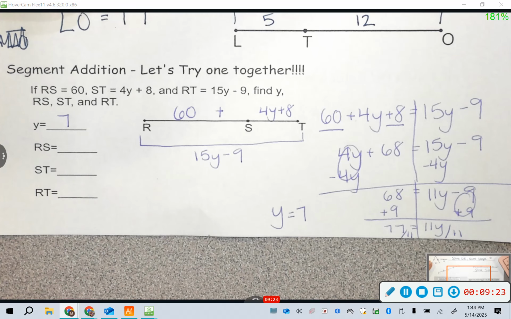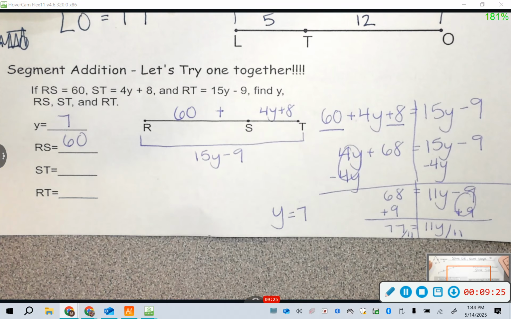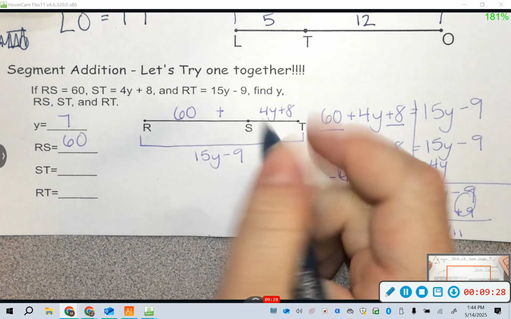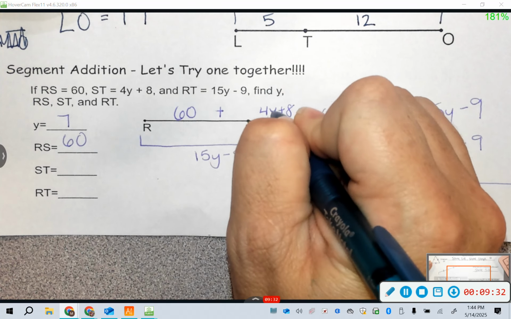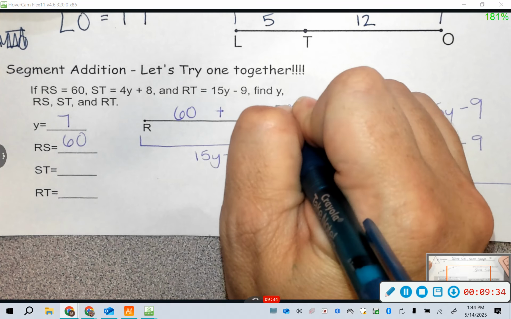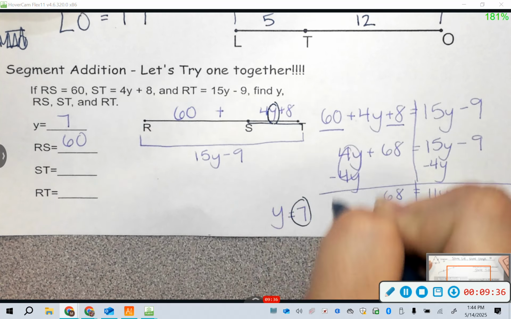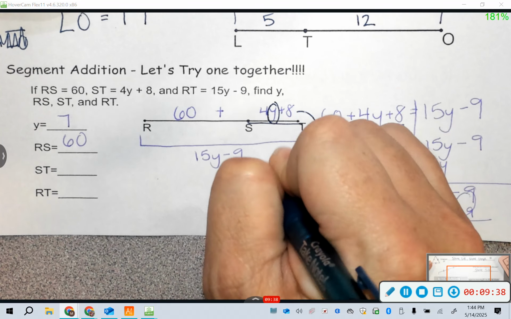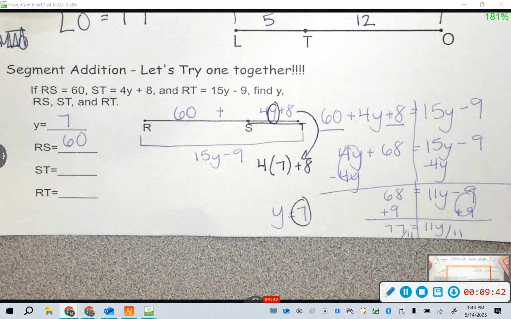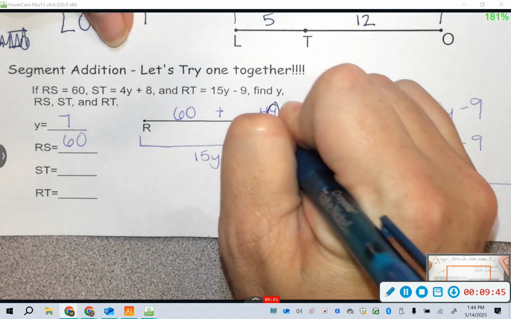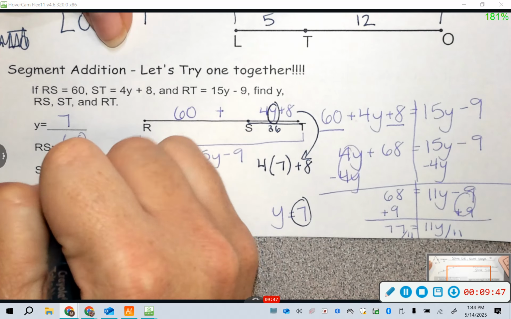What was RS? 60. What about ST? So ST is just this portion. What represents that? 4y plus 8, right? So I need to plug in y is 7 for y. So I get 4 times 7 plus 8. And if you type that in your calculator, what do you get? 36. So this little line segment is 36.